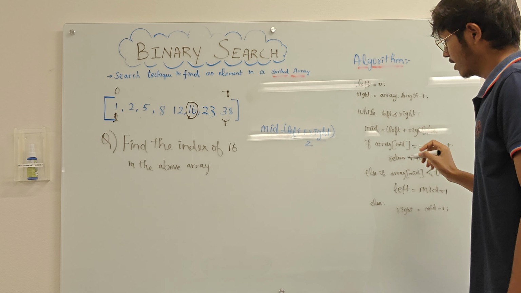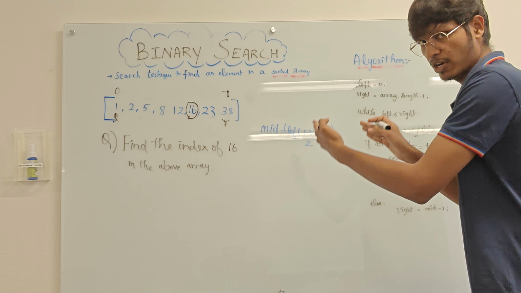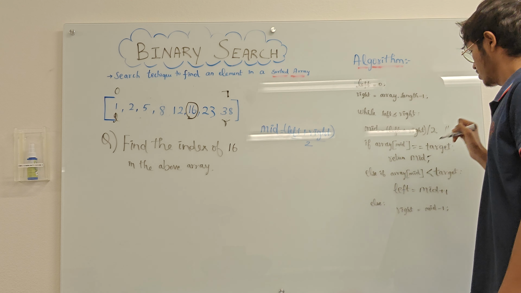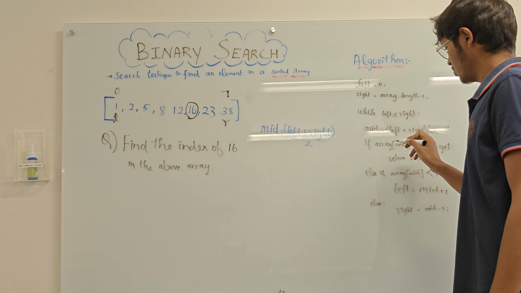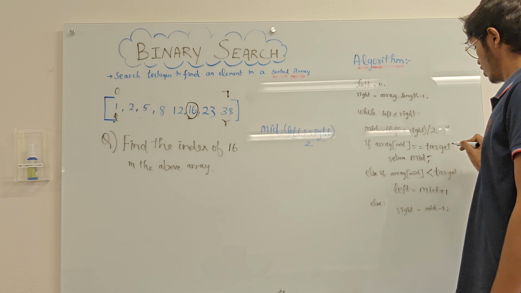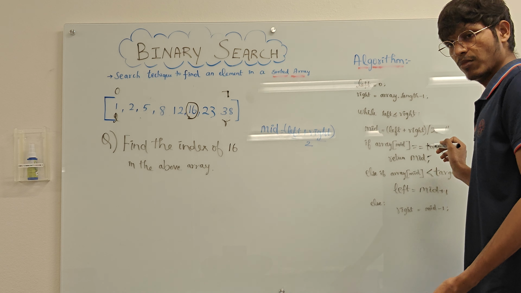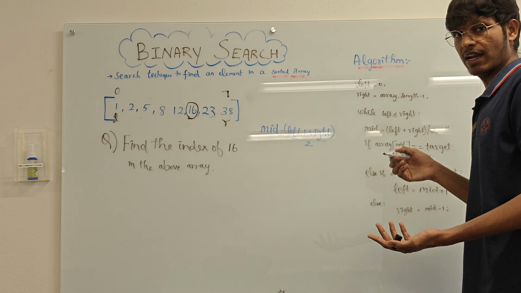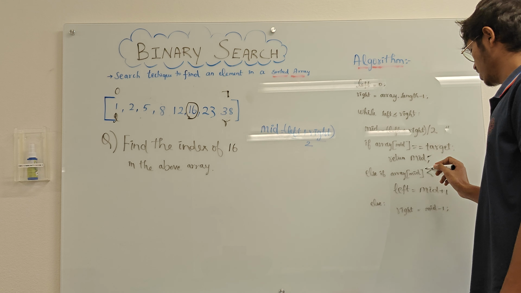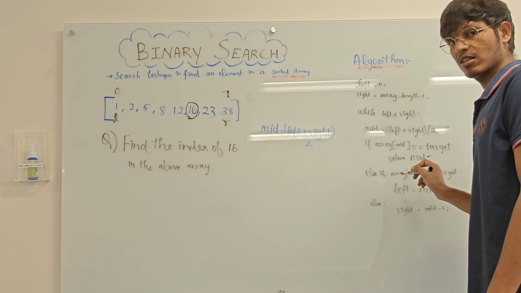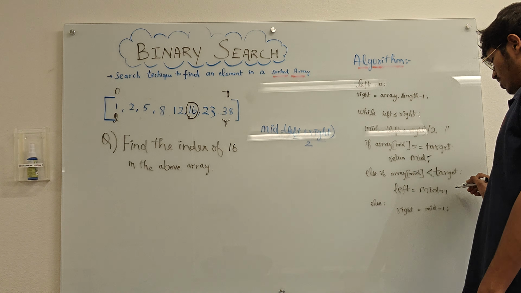While this condition is satisfied, we compute the mid, which is the left index plus the right index, divided by 2. We compute that and check three conditions. First, we check if the element present at the mid index is equal to our target. If so, that's the best case, and we return mid, which is the index of our target. Else, if the target is greater than the element present at the mid, then we change the left pointer to mid plus 1.